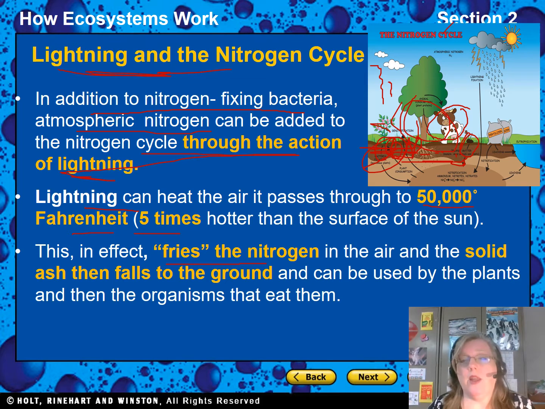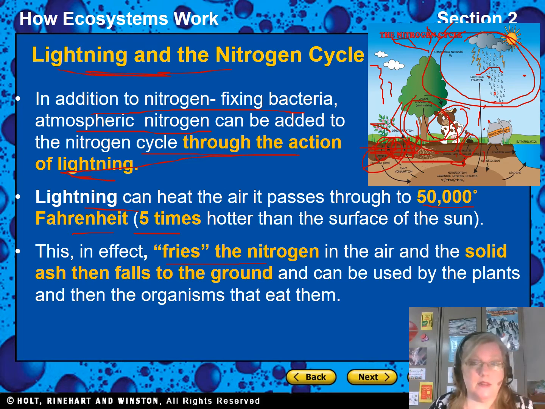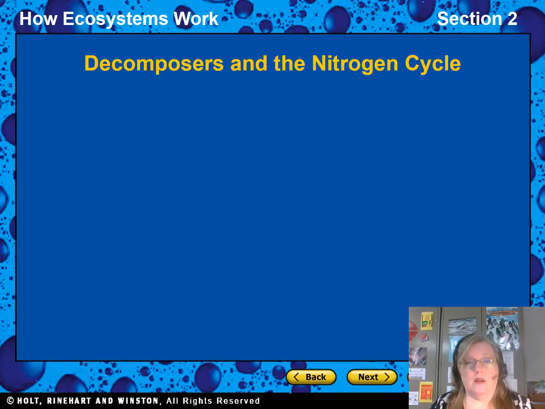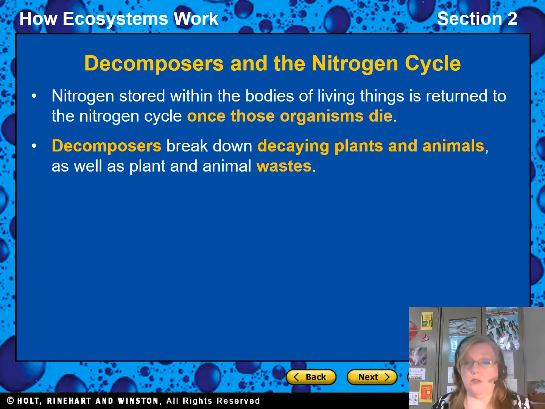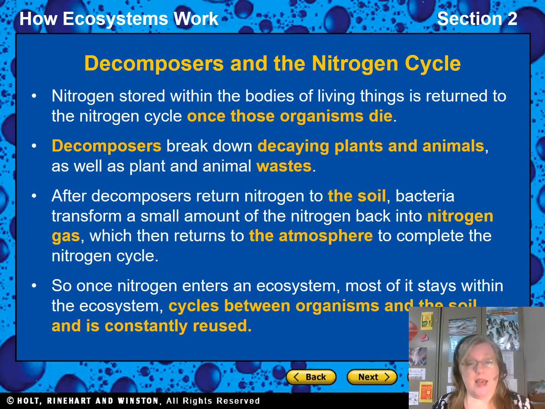And then we also have the action of lightning that will fry some of the nitrogen that's in the air, and then the ash drops down to the earth, and then that can be used by the plants. And then of course something eats that and something eats that. All right, now the decomposers and the nitrogen cycle, like I said, something dies, we can use it. Okay, the decomposers help us do this.